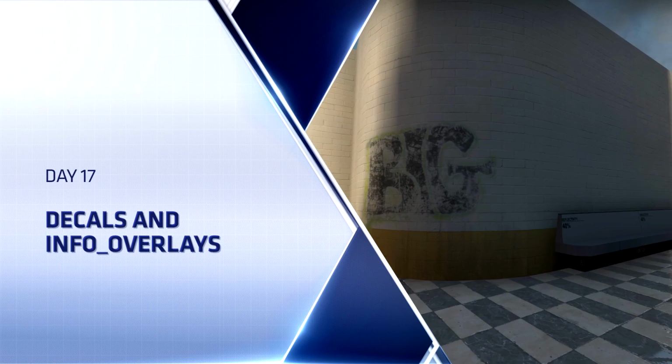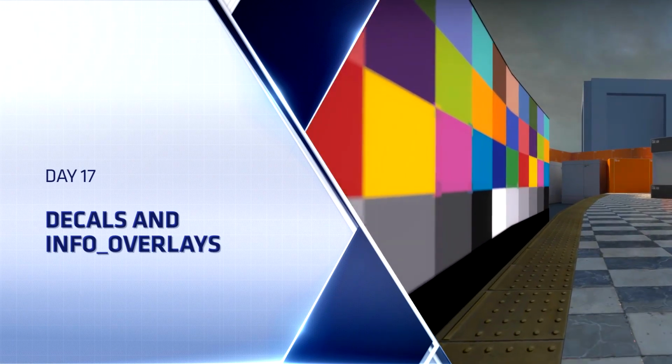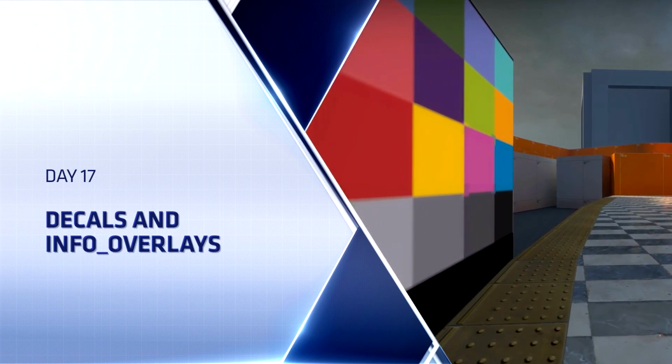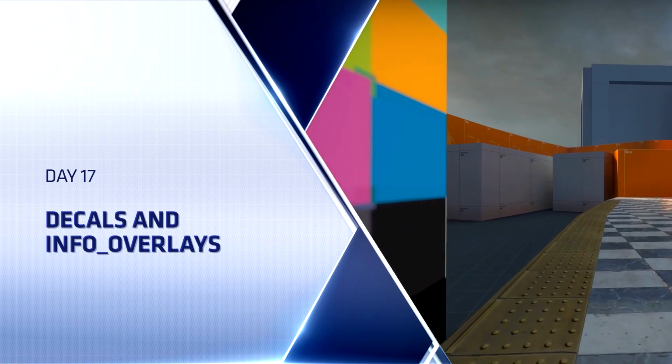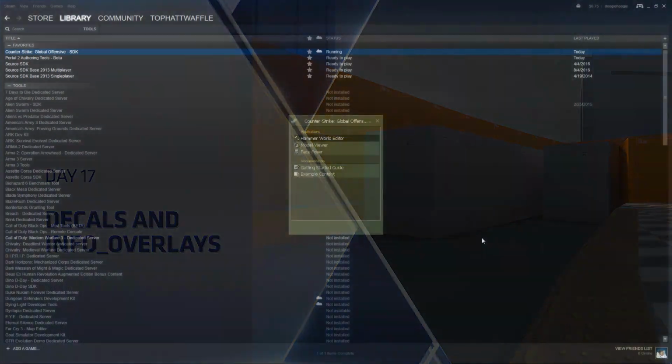Today we'll be taking a look at info decals and info overlays. These are ways that we can apply materials on top of another material in our level. This is useful for things such as paint, graffiti, little leaves on the ground, dirt, tracks, and of course custom textures that we can create.